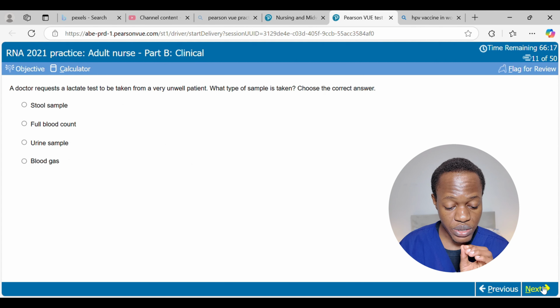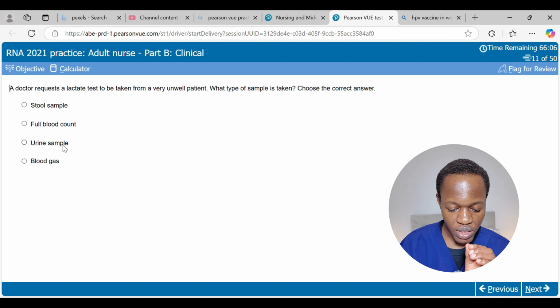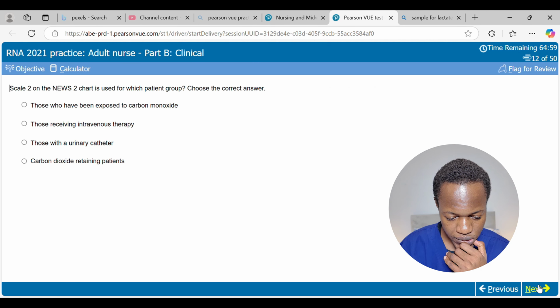Okay. A doctor requests a lactate test to be taken from a very unwell patient. What type of sample is taken? That would be blood gas. Yeah, I'll go with blood gas.